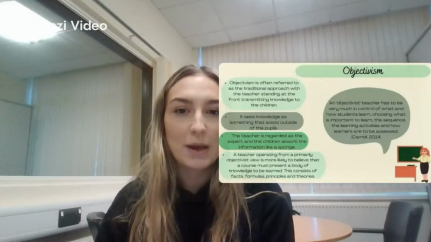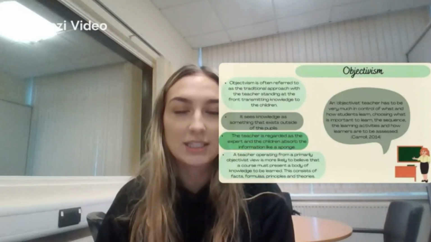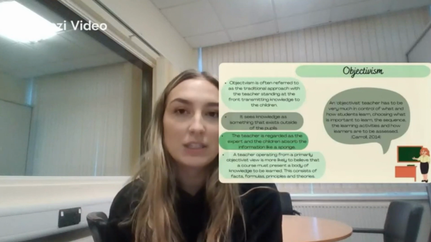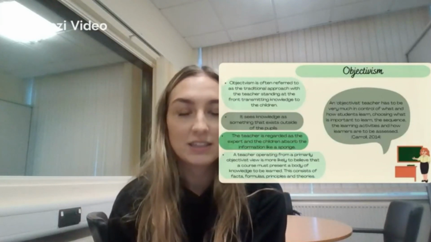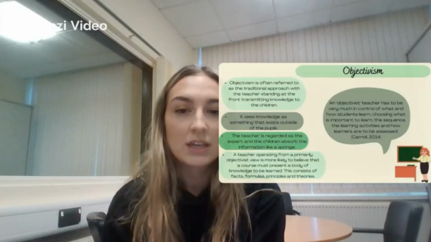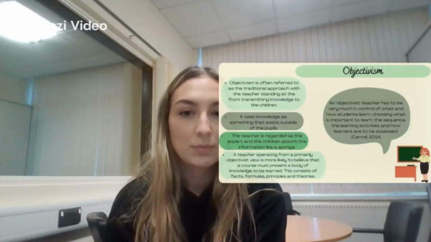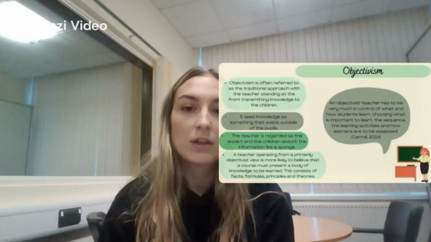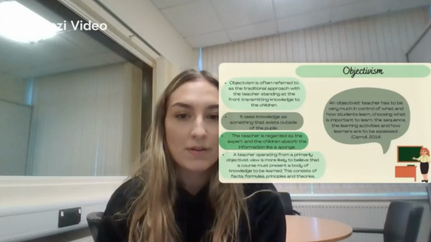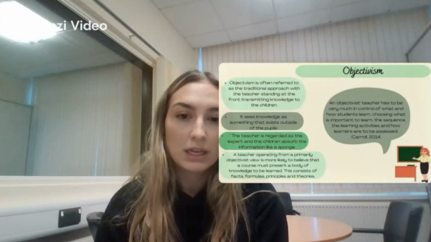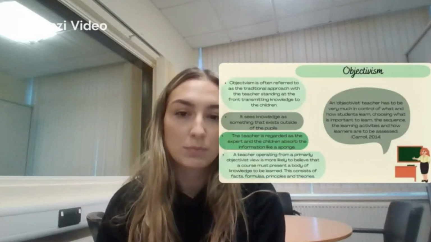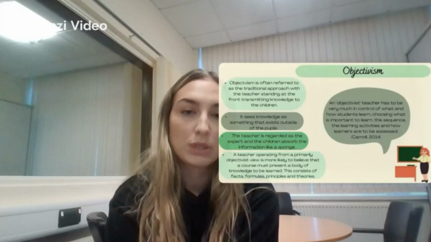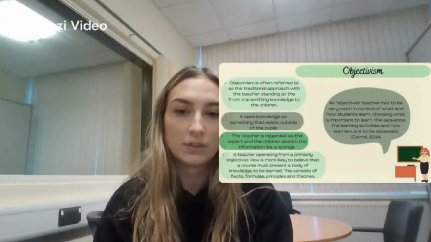Objectivism is often referred to as the traditional approach, with the teacher standing at the front transmitting the knowledge to the children. It sees knowledge as something that exists outside of the pupils. The teacher is regarded as the expert, and the children take the information in like a sponge and absorb it. A teacher operating from a primarily objective view is more likely to believe that a course must present a body of knowledge to be learnt. This consists of facts, formulas, principles, and theories.